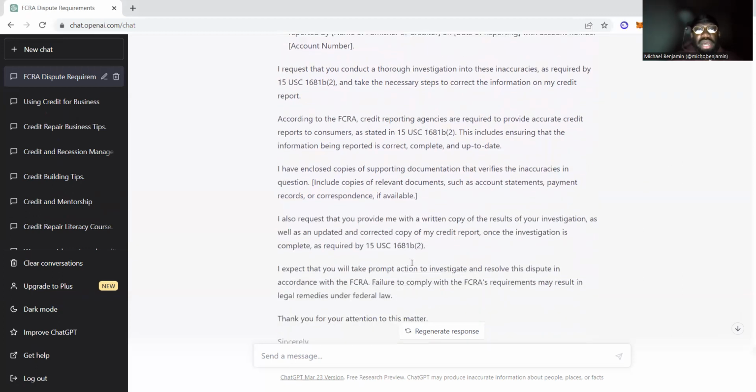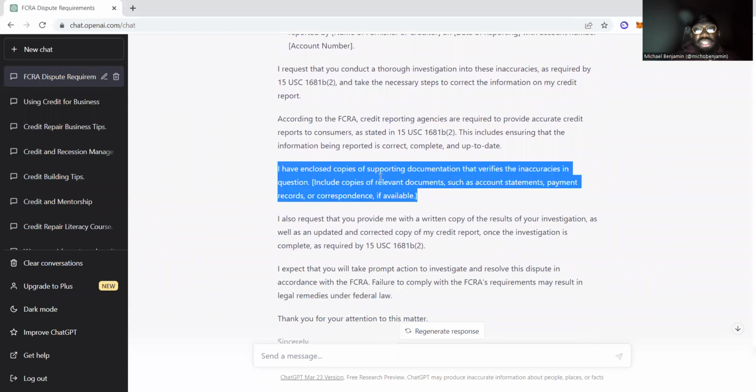That's cool. "I've enclosed copies of supporting documentation that verifies the inaccuracies in question." Include copies of relevant documents such as account statements, payment records, and correspondence if available. That's cool and all. The biggest thing I would say, which I tell my mentees too, is you want to think about the fact that it is identity theft. When I say identity theft, I'm not talking about your information being stolen. I mean identity theft in the sense that you did not provide written consent.